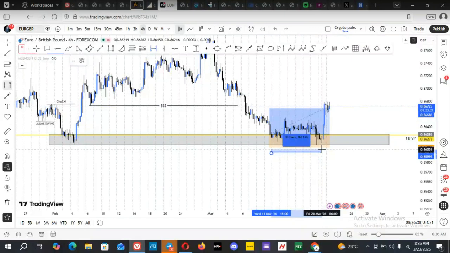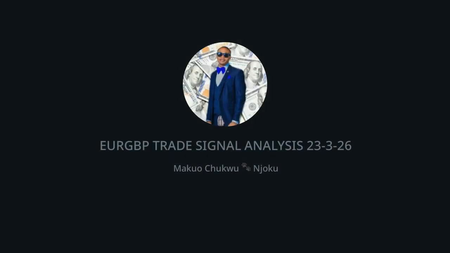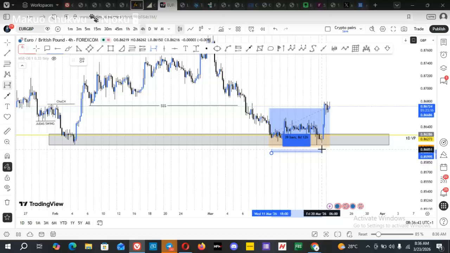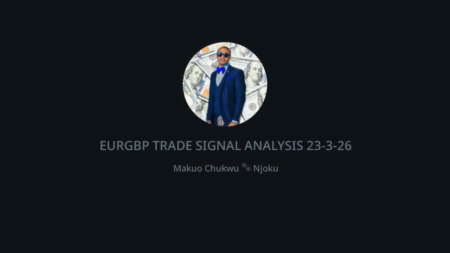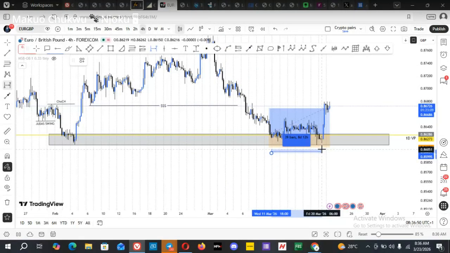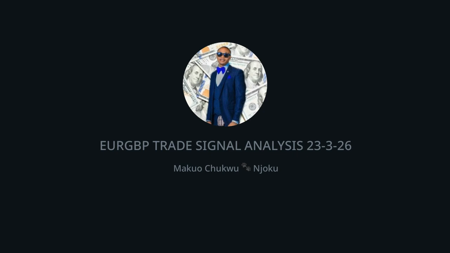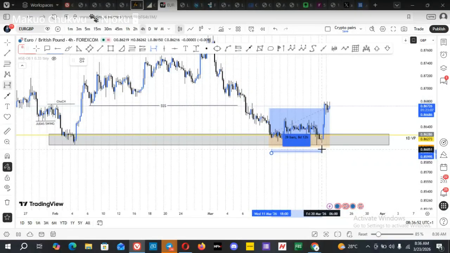So this approach is more like a swing trader approach. Day traders trade within a day, maximum 2 days. Scalpers trade within seconds, minutes, and hours. Swing traders trade within hours, days, and weeks. Then position traders trade within days, weeks, and months. So this is a swing trade approach.